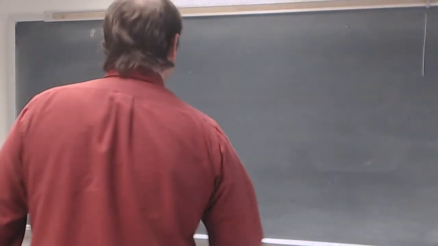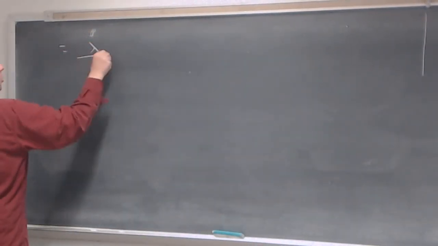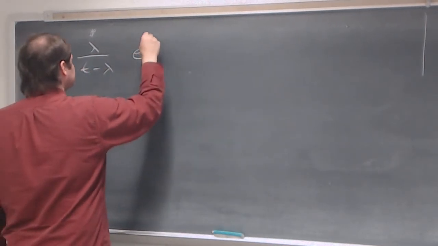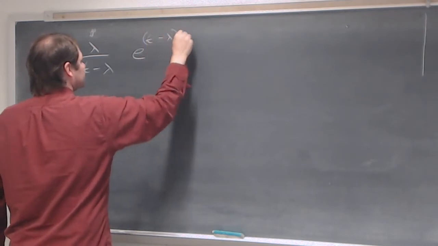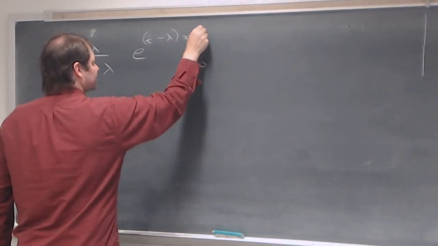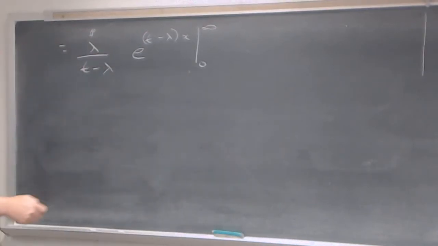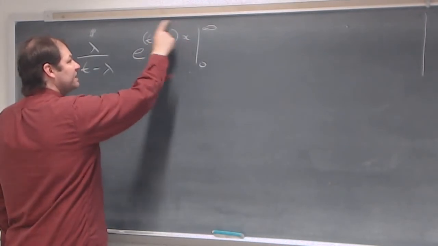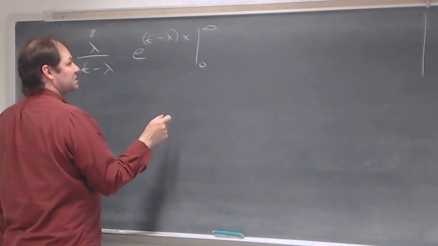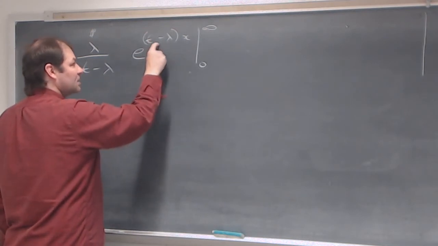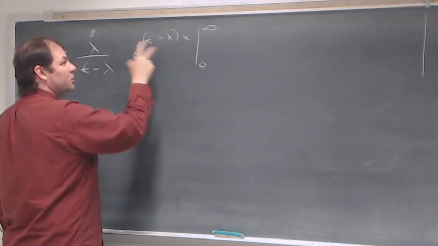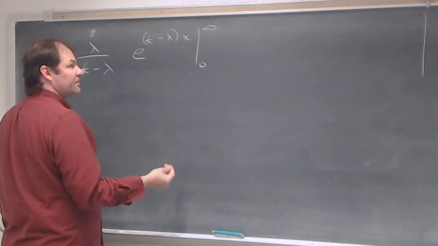Okay. That's equal to lambda over (t minus lambda). And then that integral was e to the (t minus lambda) times x, and we will evaluate that as x runs from 0 to infinity. Now, when you think of x getting really, really big, if this t minus lambda is positive, then you'd have a positive number times something hugely positive. Any hugely positive number will go to infinity. So that integral would not converge, it would diverge.